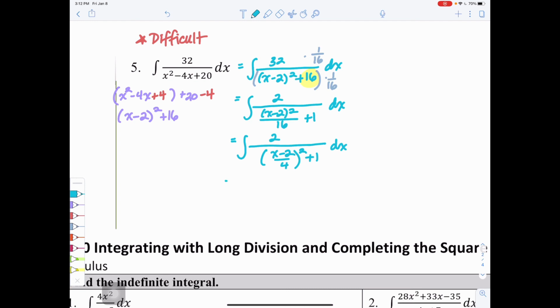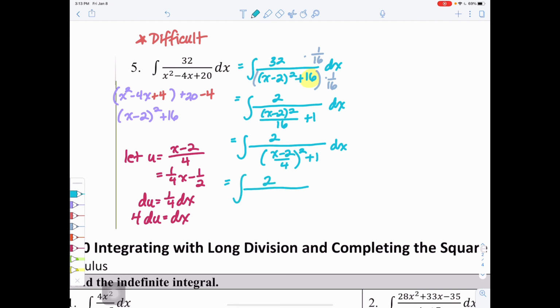Okay, so let's go ahead and get that 2 out of the way. Well, we could leave the 2 in and just see what this derivative is. Okay, so we're going to go ahead and let u be x minus 2 over 4. Of course, that's 1/4 x minus a half. So du is 1/4 dx, so 4 du is dx. Okay, so now we have the integral of 2 over u squared plus 1 multiplied by 4 du.